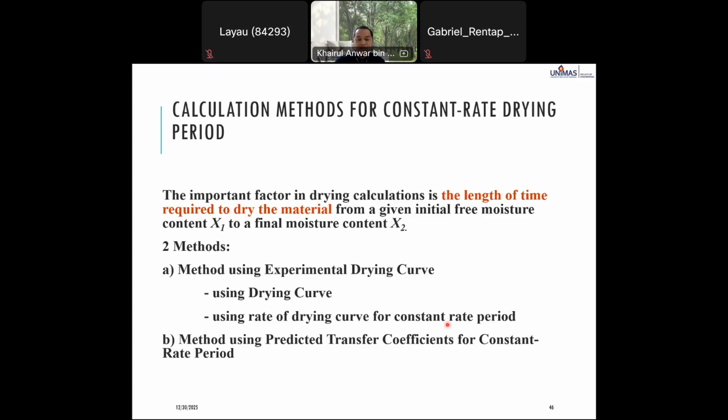Okay, calculation method for constant rate drying period. The important factor in drying calculation is the length of time required to dry the material from a given initial free moisture content X1 to a final moisture content X2.